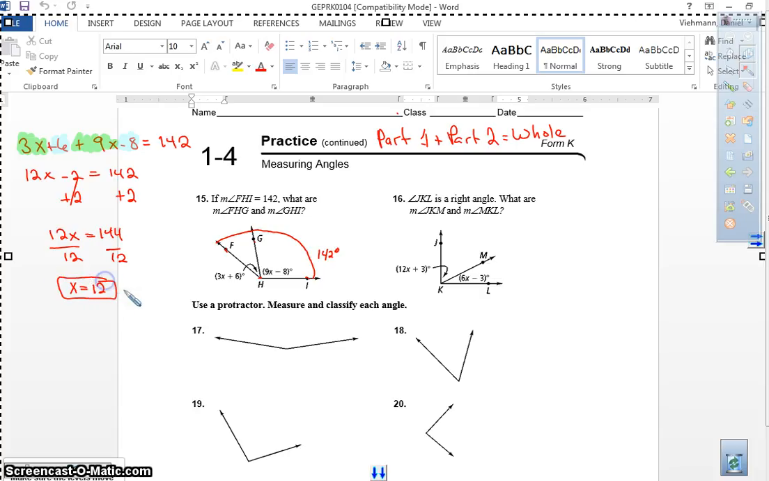Is that the answer to the question? No. Excellent. We have to take this information and do a couple more steps, correct? It wants us to find the measure of angle FHG. So angle FHG equals 3x plus 6. We'll change that x to 12. What's that called again? Substitute. That's substitution. So 3 times 12 plus 6 is what? 42. Nikki, do you agree with that? Yeah, that sounds right.